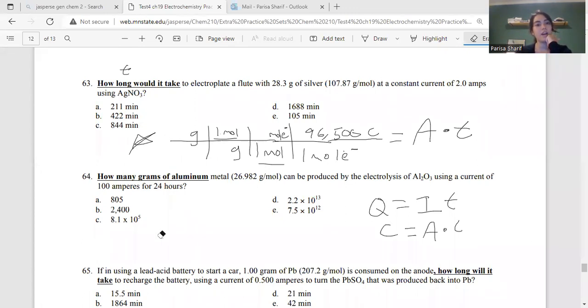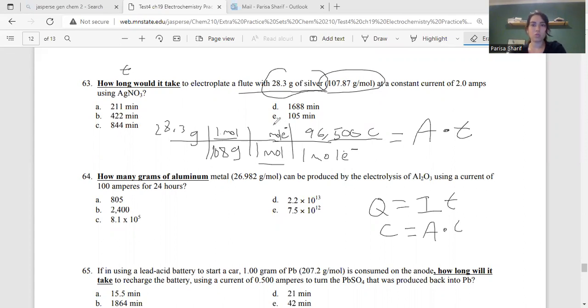So here we say, how long would it take to electroplate a flute with 28.3 grams of silver at a constant current of 2 amps using AgNO3? Okay, so silver nitrate. It already gave us the amount we want to plate. We just want to know how long it's going to take. So let's put the amount here, 28.3. Okay. And then here it gives us much needed information, the grams per mole. So 107 is what I'm going to put, or I'm going to round it to 108 because it's closer to 108 and I don't feel like dealing with decimals right now.